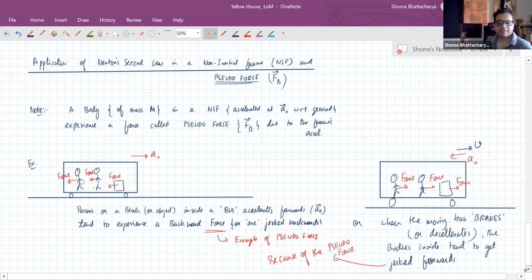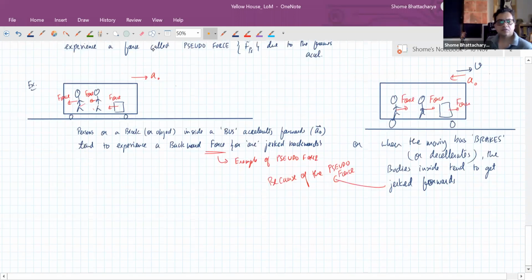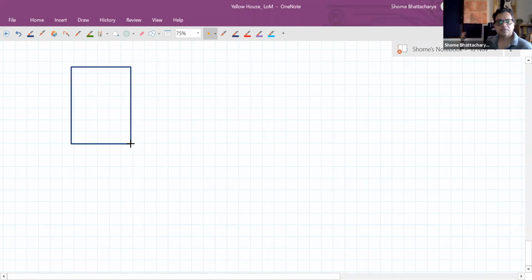So these are all everyday examples of pseudo force. So again, a person inside a lift that is accelerating downwards will tend to feel lighter than his true weight because there will be a pseudo force acting on his body upwards.